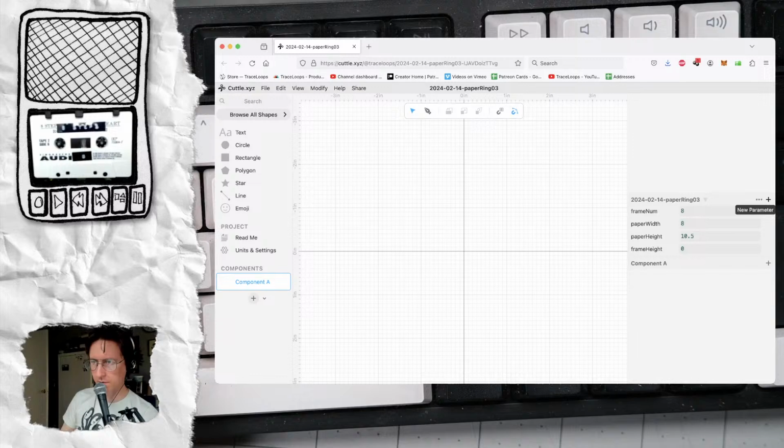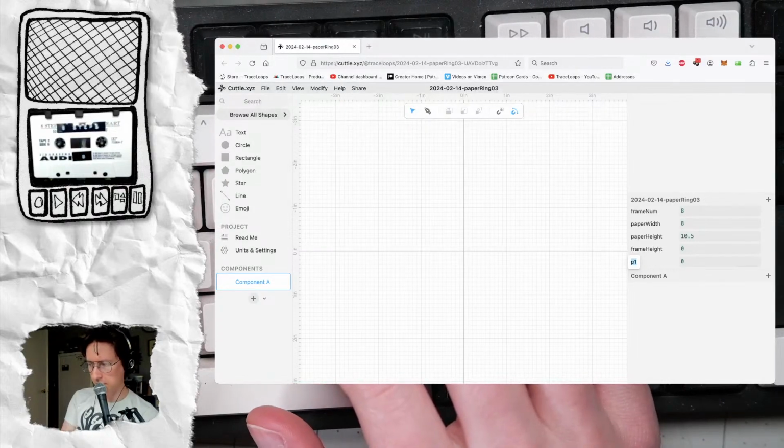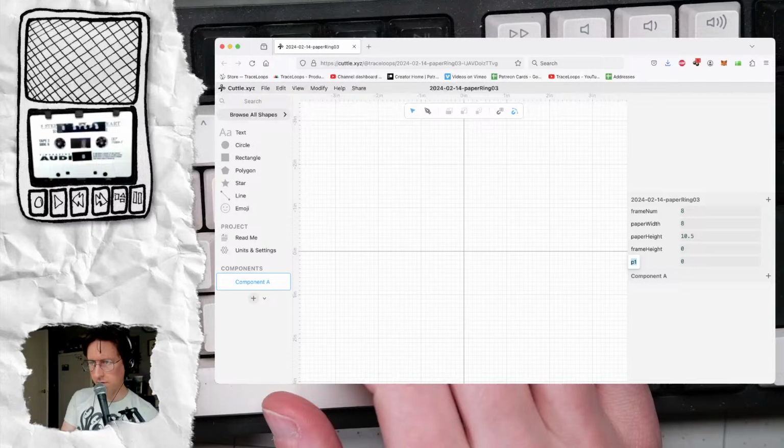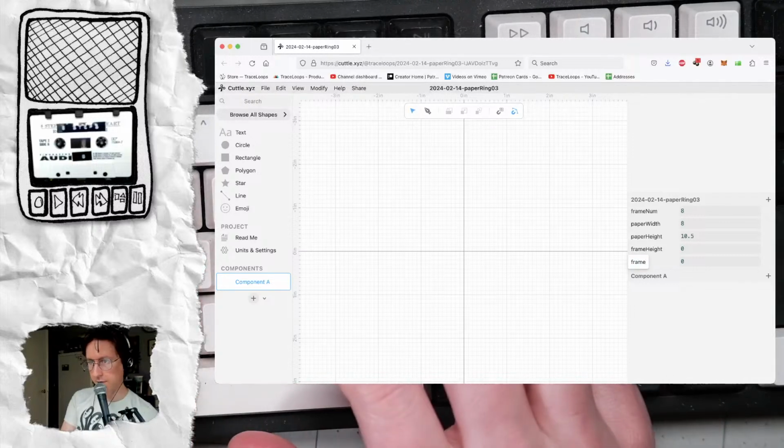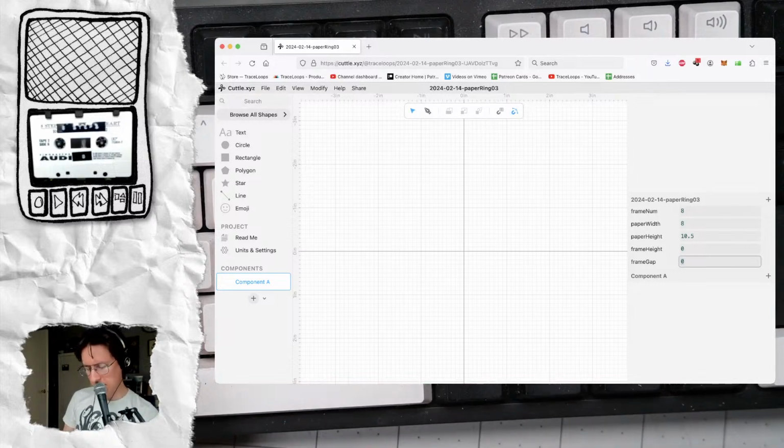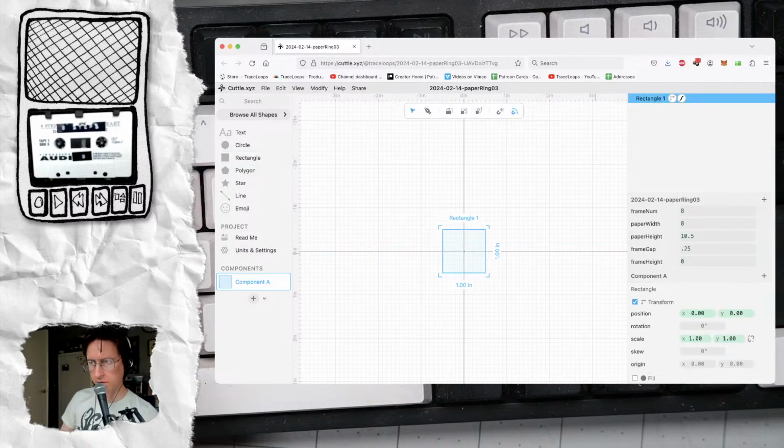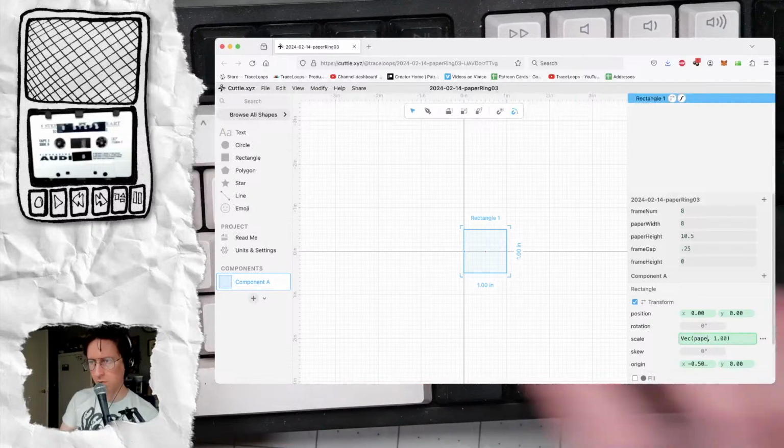So let's come in and make frame gap. I'm just going to make this, I can exaggerate it. Let's make it 1/4 inch, 0.25. And now let's sort of build this out so I have a sense of what I'm actually looking at. And this is going to be origin -0.5, and this width is going to be paper width.